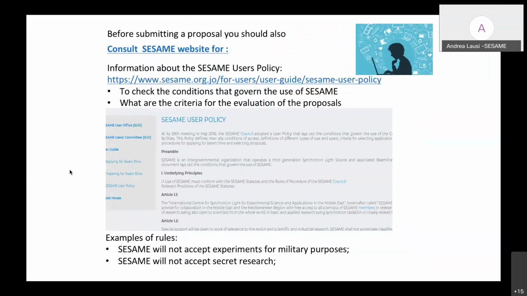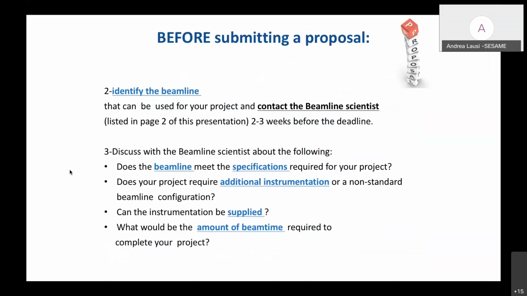So I would say that actually the first thing that you should do, once you have an idea, after having consulted the website and what are the things that can be done, is to discuss with the scientists about whether it is technically feasible, what I am asking for. Do I need to bring some instrumentation which is not available at SESAME, or is the dotation of SESAME enough for that?